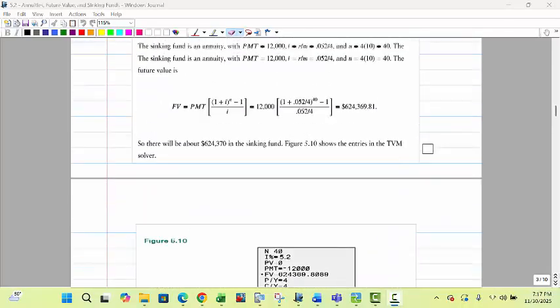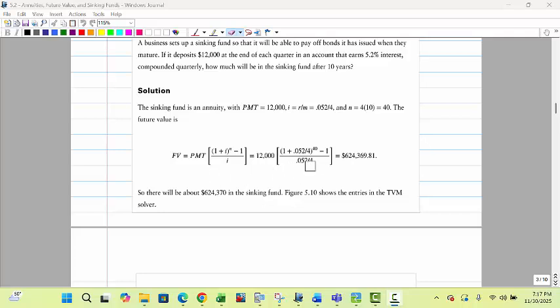Now let's see if I copied this one to the calculator. It looks like I didn't, but there's exactly how it would be entered in the calculator. So it'd be 12,000 times 1 plus 0.052 divided by 4 raised to the 40th, minus 1, all over 0.052 divided by 4.